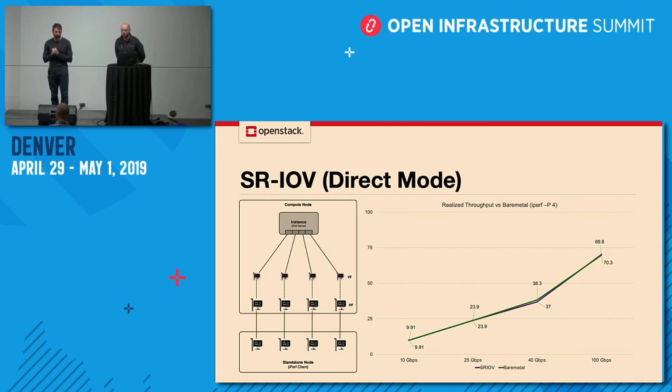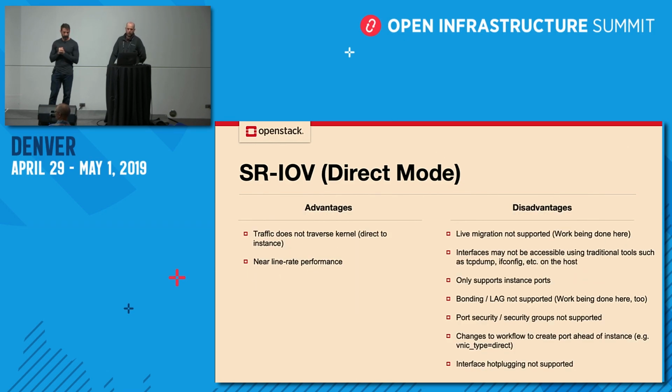On the left, you're going to see, again, the high-level setup. Same instance, same NICs. This time, each NIC has a dedicated virtual function. That virtual function connects to a physical function, which again goes down to the physical networking infrastructure. So some of the advantages. Near line rate performance, right, is pretty clear there. Traffic does not traverse the kernel in this case, so we get to bypass a lot of the overhead there.